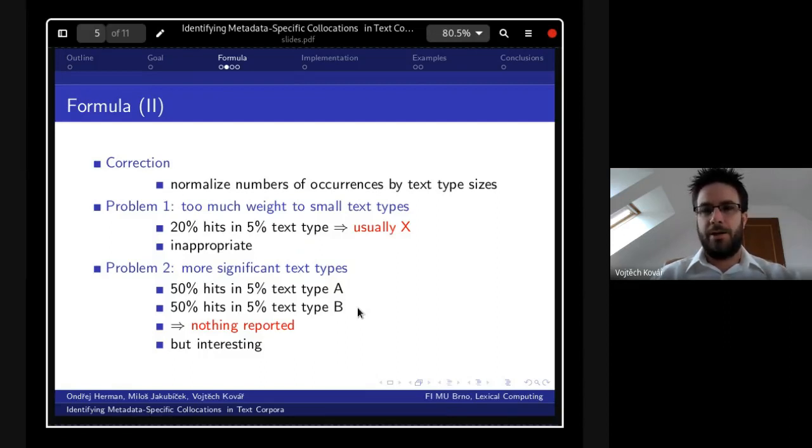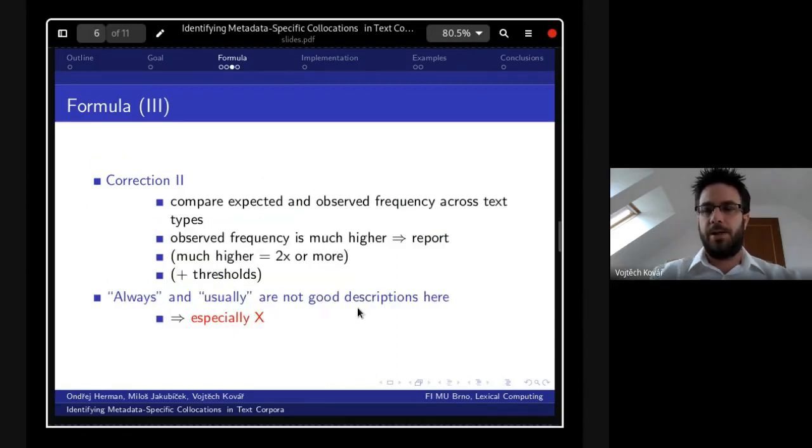This led us to a second correction of the formula, or of the statistics, which is to compare expected and observed frequencies across text types. We would compute the expected frequency as the relative frequency in the whole corpus multiplied by the text type size. And if the observed frequency in the text type is much higher, we would report this.